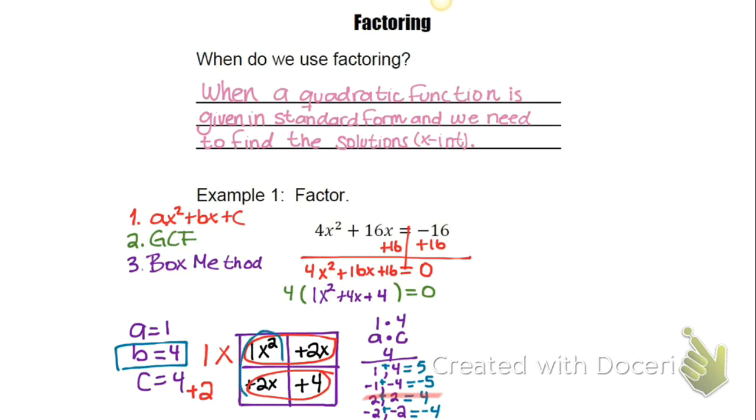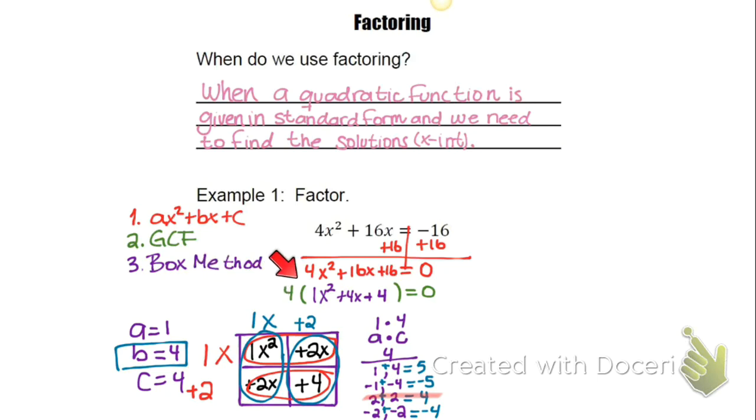Now we're going to look at x squared and positive 2x. 1 goes into 1 and 2, and I take out the x because they have an x in common. And last, 2x and 4. Positive 2 goes into positive 2 and positive 4. And we don't take out an x because they don't have an x in common. Now we can write our factors in parentheses. So please don't forget about the 4 that we factored out earlier.